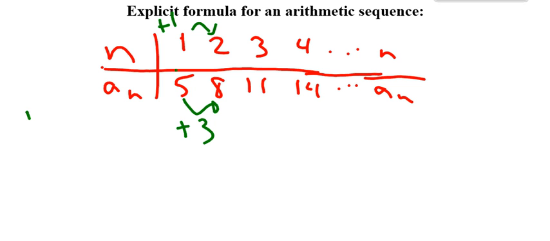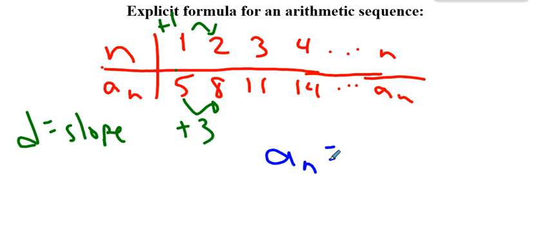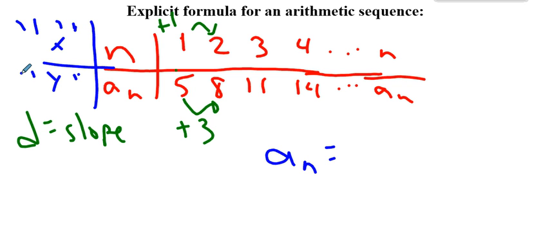The difference is the same as the slope, which means if I wanted to write an equation that represented a sub n, the nth term, like maybe the 20th or the 30th term, I could write it in some way. Now, our variable is n, not x, and a sub n, not y, but you can think of these like x and y. So a sub n would equal 3 times n, just like 3x, right? That's how the slope goes, plus the y-intercept.